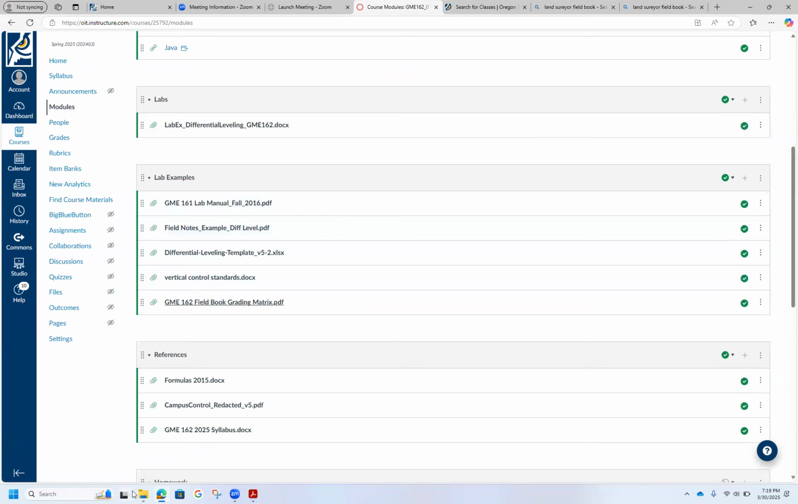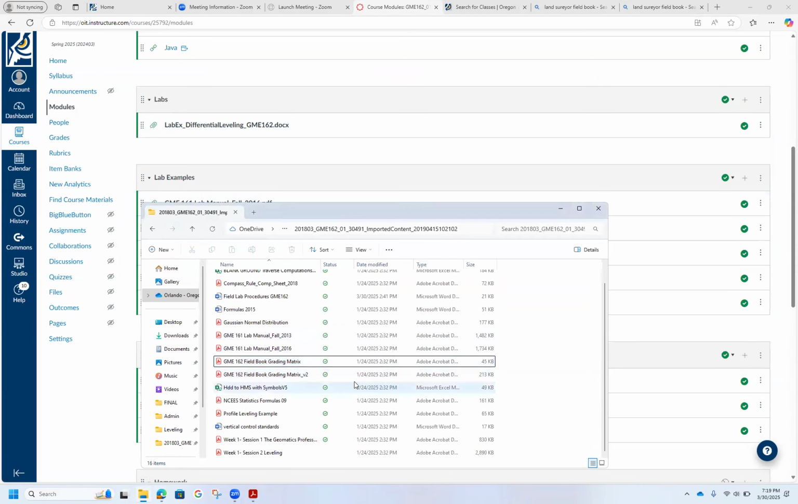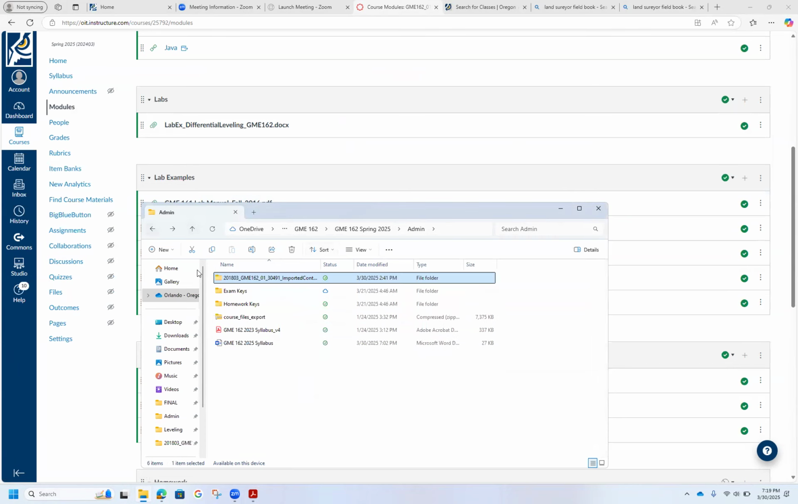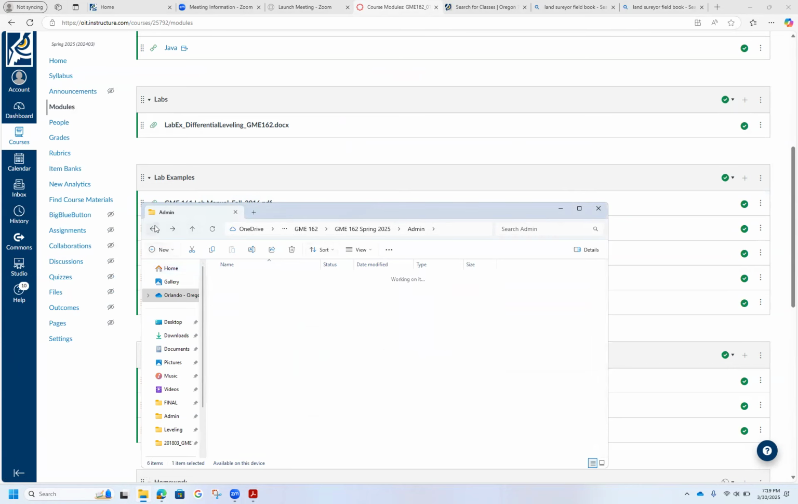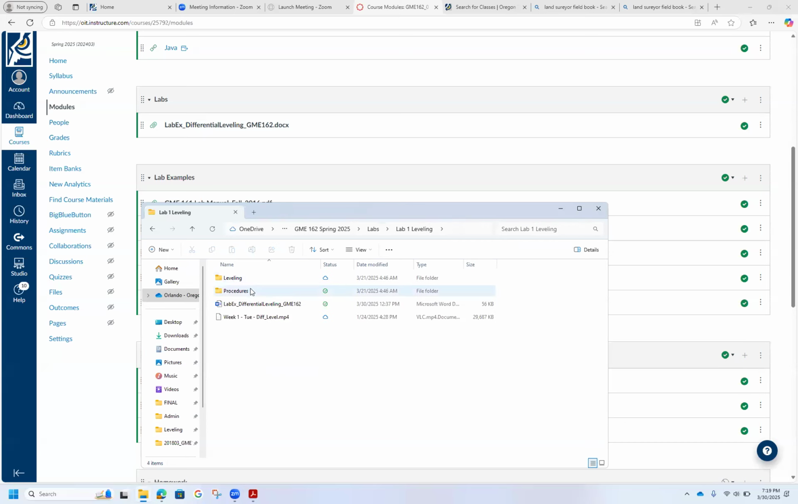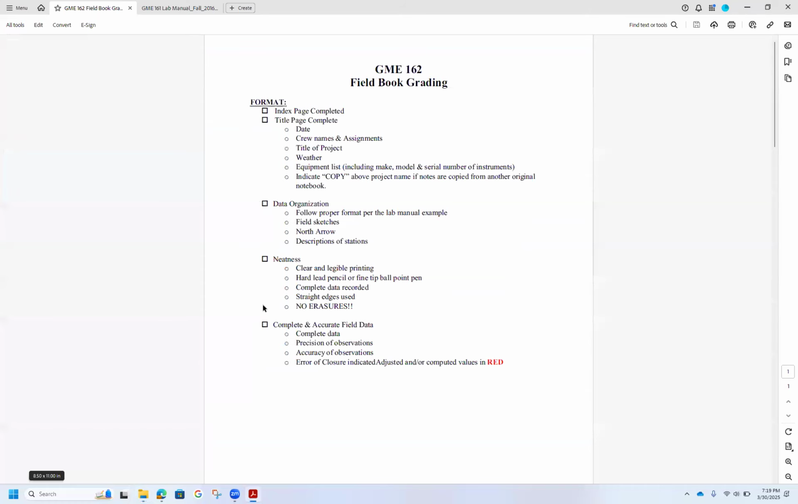I have an example there, but I'll pull it up here. Do I have it here? Give me a second, let me find it. I believe I have it under the labs. And field note example. Okay.